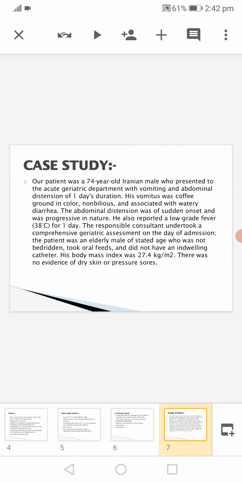The patient was an elderly male of stated age who was not bedridden, took oral feeds, and didn't have an indwelling catheter. His body mass index was 27.4 kg per meter squared. There was no evidence of dry skin or pressure sores.